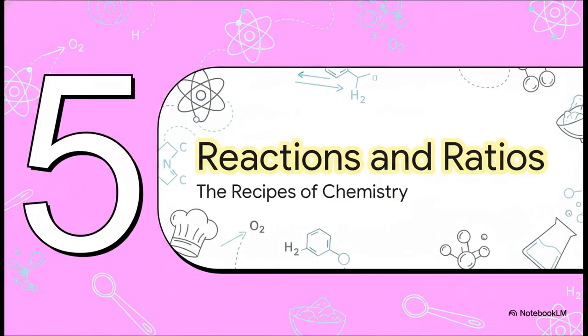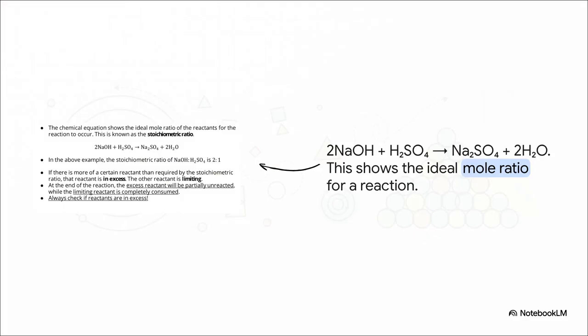So let's actually make something. The best way to think about a chemical reaction is that it's just a recipe. And the balanced equation? That's your list of ingredients and their exact proportions. Take a look here. The big numbers out front tell you the recipe. You need exactly 2 moles of sodium hydroxide to react with every 1 mole of sulfuric acid. That 2-to-1 ratio is the golden rule for this reaction. And it has a fancy name, the stoichiometric ratio.